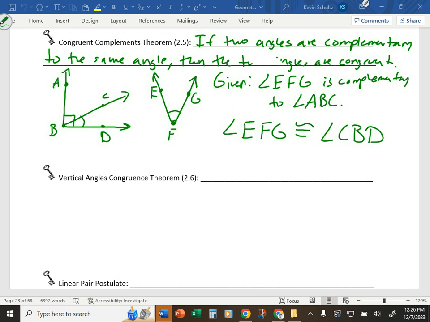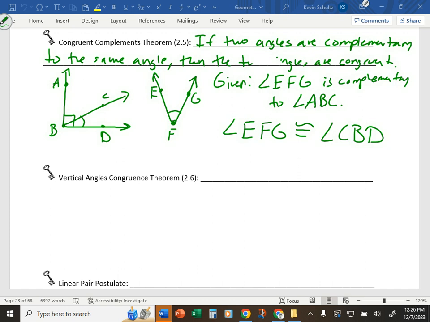Other questions on this one? It is a confusing wording. Does that mean ABC is equal to CBD? No.